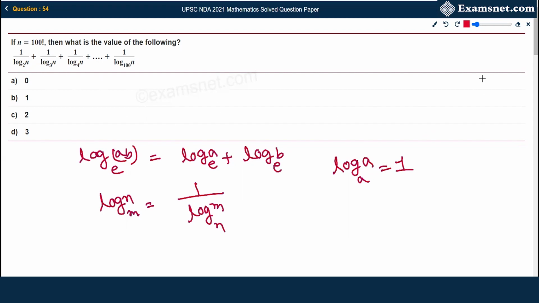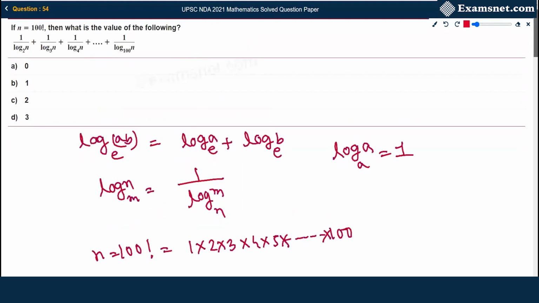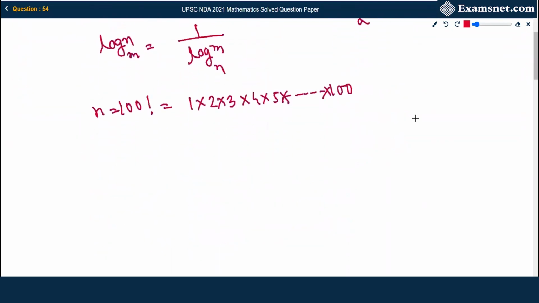And since it's given n equals 100 factorial, what does it mean? 100 factorial means we take the product starting from 1 up to 100. That is 1 multiplied by 2, 3, 4, 5, dot dot dot up to 100. The value of 100 factorial will be this, right? Now let's start with the given expression.